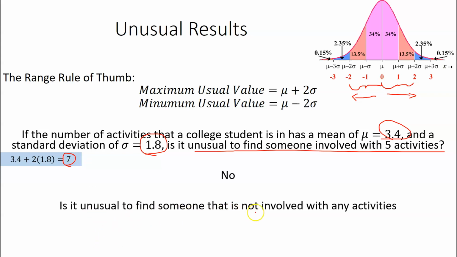Is it unusual to find someone that is not involved with any activities? Well, you take the average minus twice the standard deviation, and that ends up being a negative number, which of course you can't really be part of a negative number of activities, but it's less than 0, so that takes us all the way down to 0, which would say, no, it's not unusual for nobody to be involved with an activity in college. And frankly, guys, when you get to college, it's very busy. This is actually kind of made up data. It's probably a little more activities than most people would actually be involved with. I would say that.